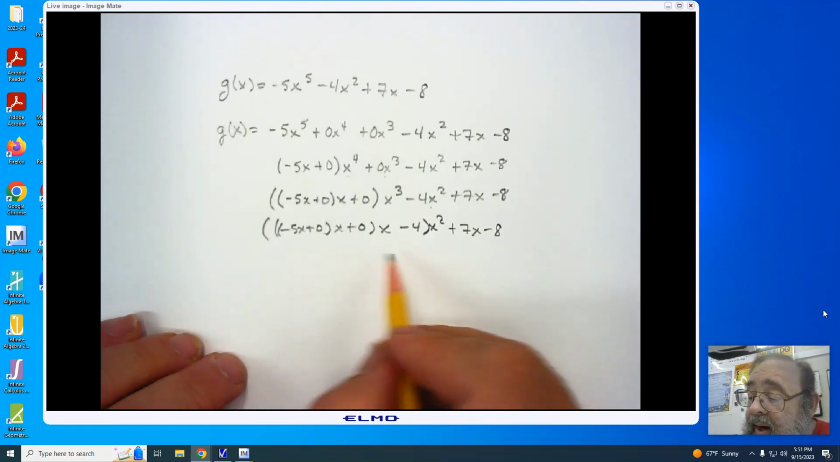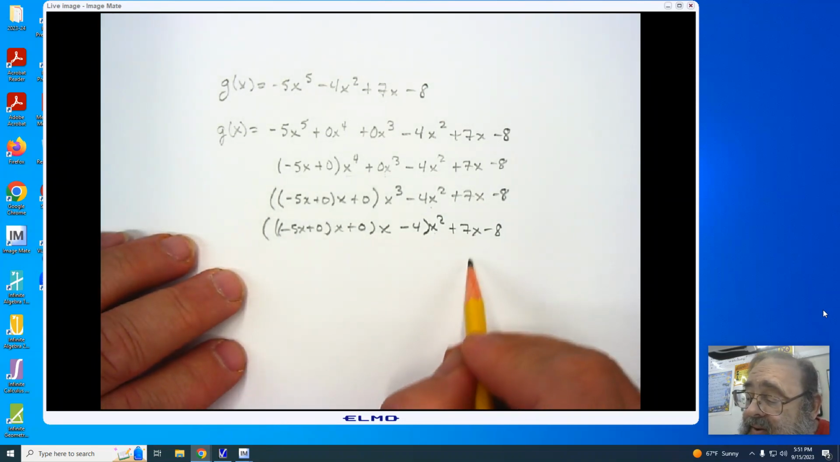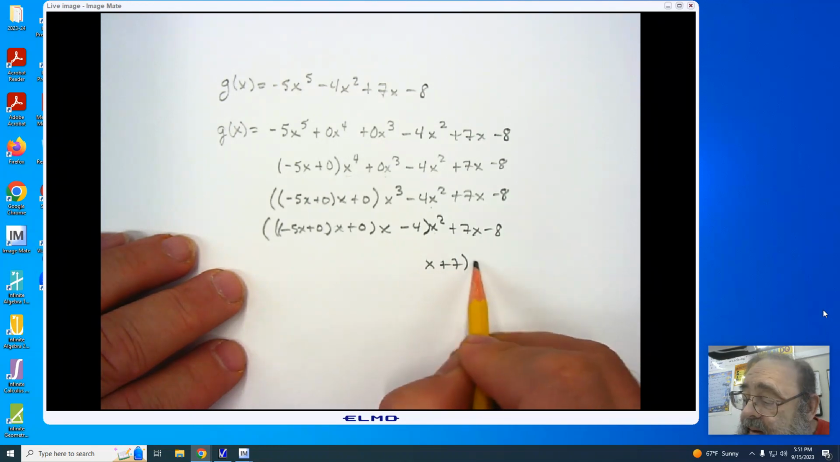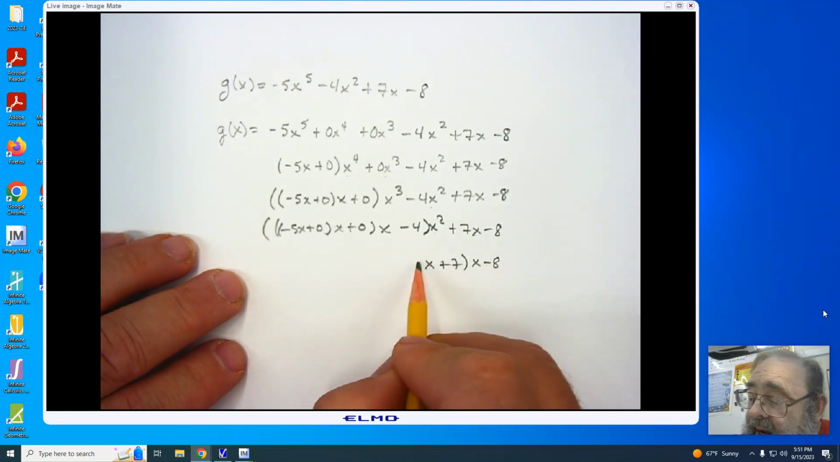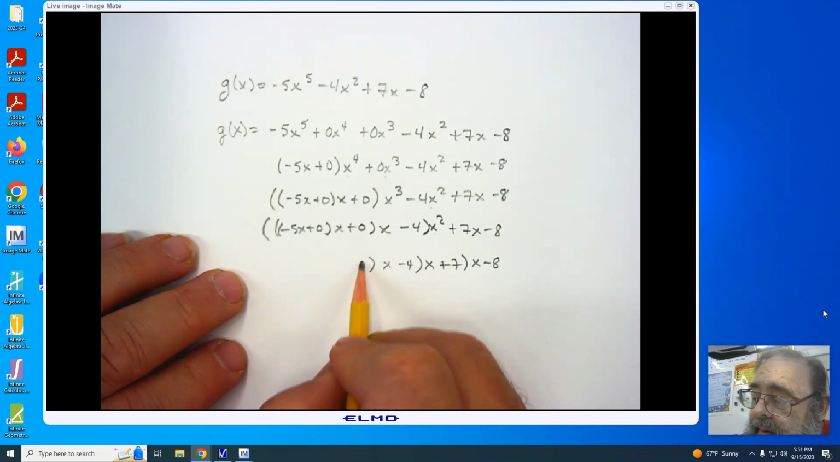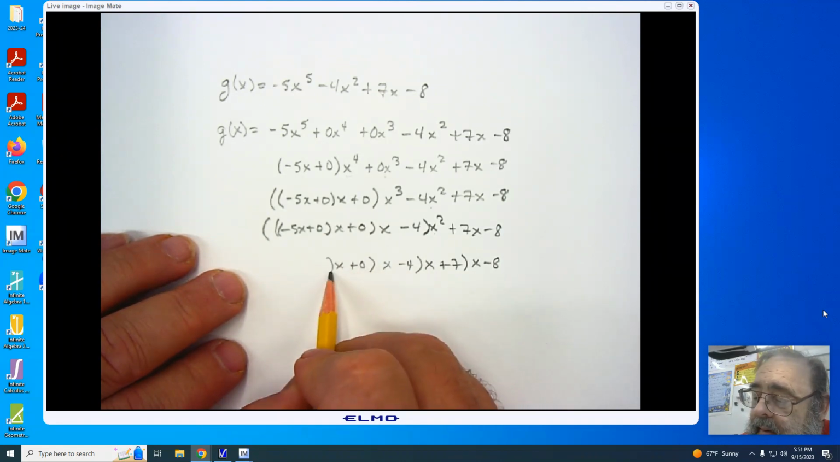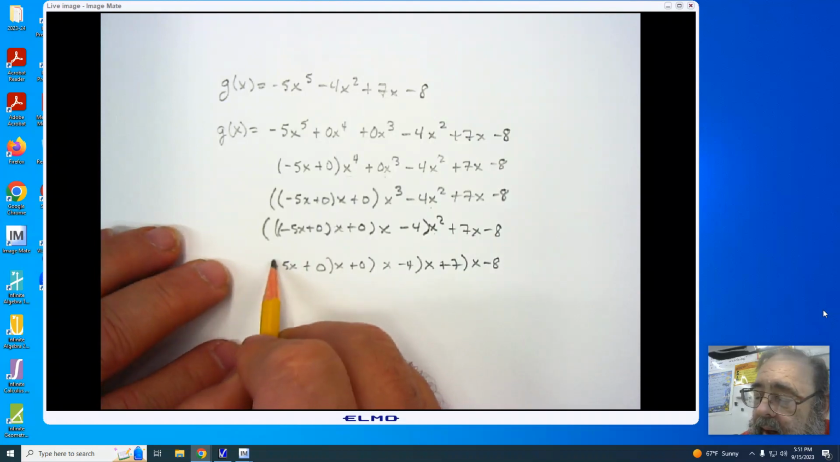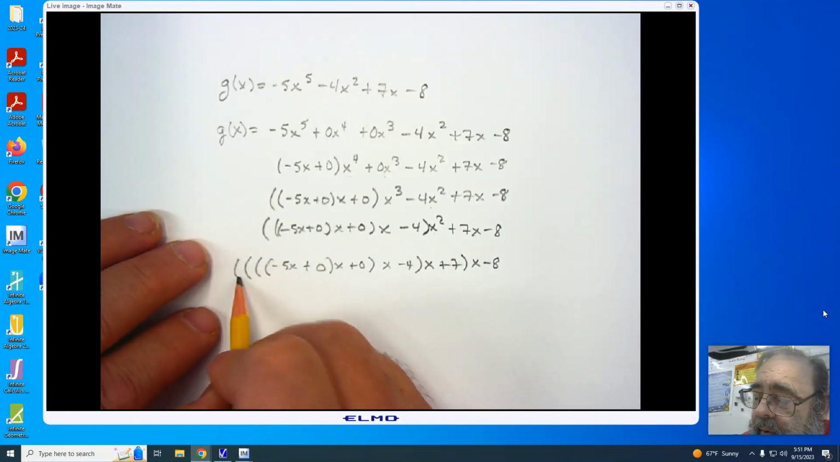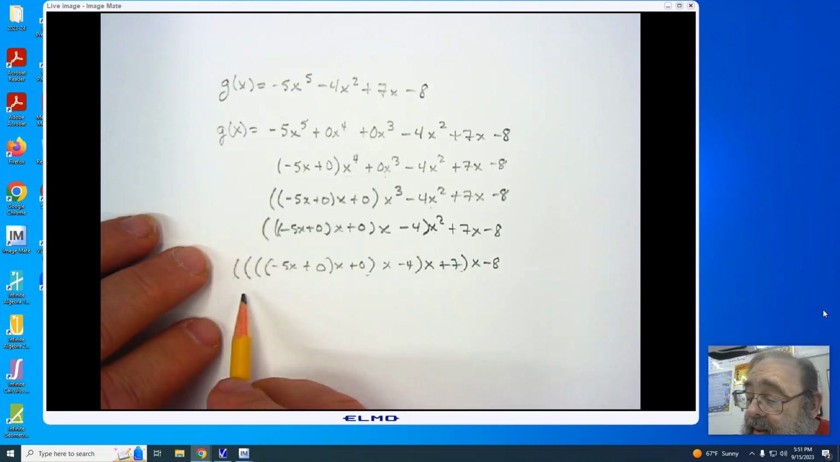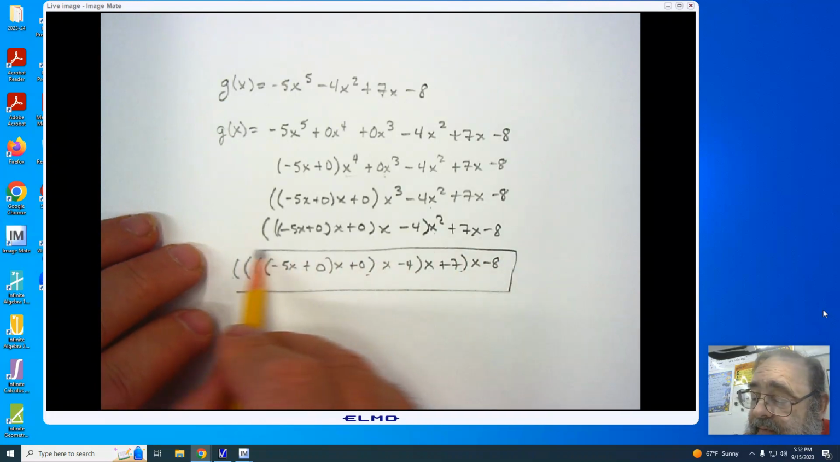We're now going to do it again. Between x squared and x, there is a factor of x, leaving me with x plus 7, x minus 8 outside, and once again, just making sure I rewrite everything accordingly. We should have now 4. 1, 2, 3, 4, 1, 2, 3, 4. This is what is referred to as nested form.